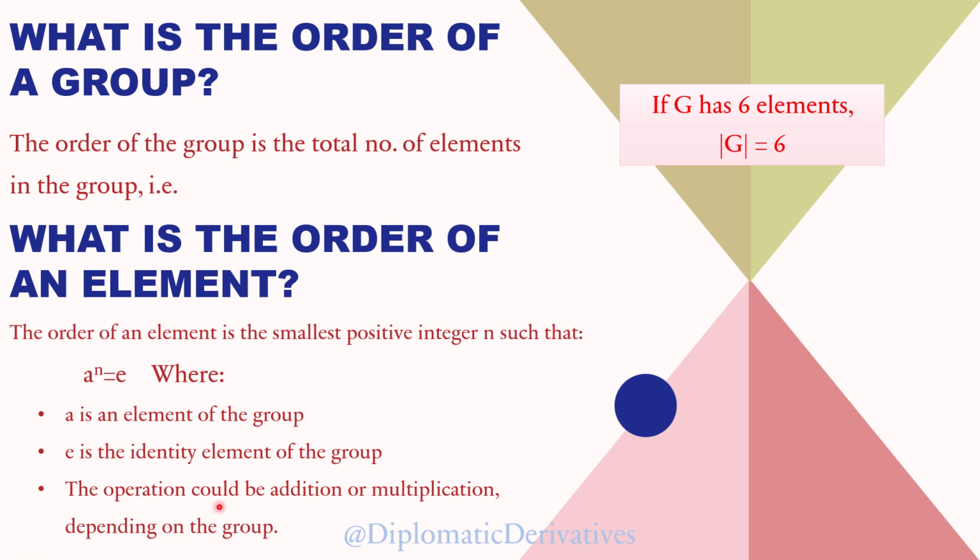The operation could be addition or multiplication depending on the group. So it could be a raised to n in case of multiplication, or if the operation assigned to the group is addition, then a plus a will be equal to e. So either a times a will give us e, or a plus a will give us e. We'll just understand this with the help of an example.